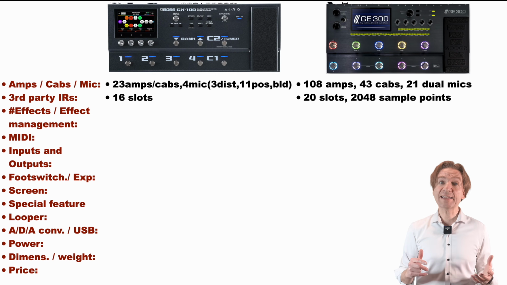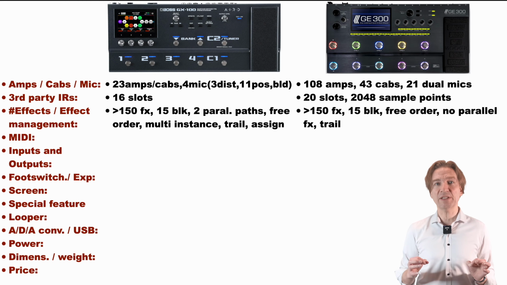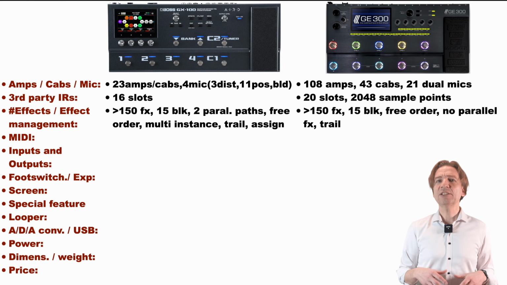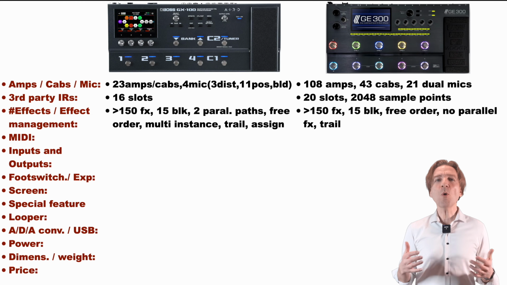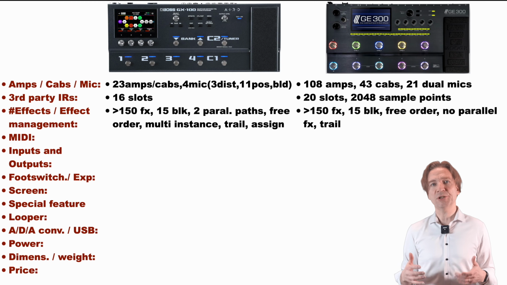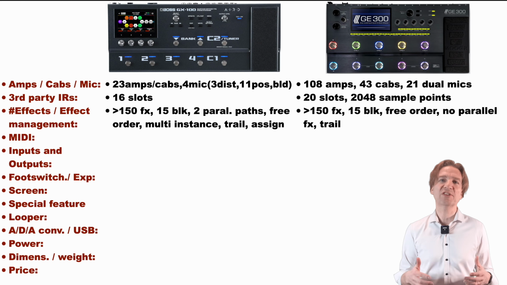Let's now talk about effects and effects management. The GX100 offers more than 150 effects arranged in 15 blocks, amp and cab included, that you can arrange in whatever order you want, with the possibility to have parallel effects, parallel amps and the possibility to load many instances of the same effect. In the Mooer we have more than 150 effects arranged in 15 blocks, amp and cab included, that you can place in whatever position you want, but without parallel effects. Therefore, the GX100 offers a more flexible signal chain.